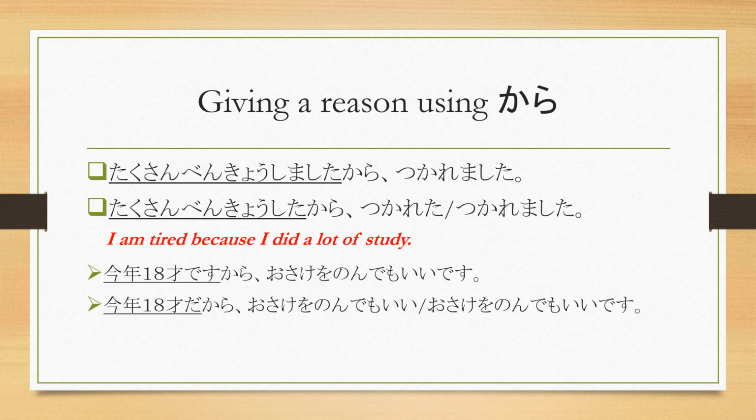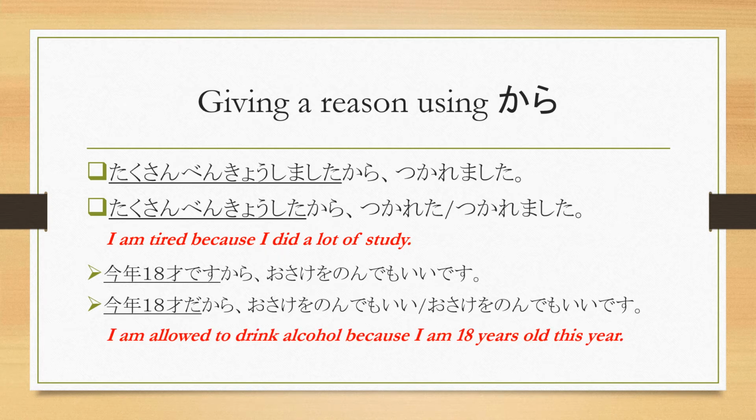Let's have a look at the next lot of examples, the one with the arrow. 今年18歳ですからお酒を飲んでもいいです. The ですから is in the polite form. In the plain form, the nouns, you have to end with だ. So 今年18歳だからお酒を飲んでもいい or お酒を飲んでもいいです. What do you think this line is saying? Let's see if you got it right. I'm allowed to drink alcohol because I'm 18 this year.